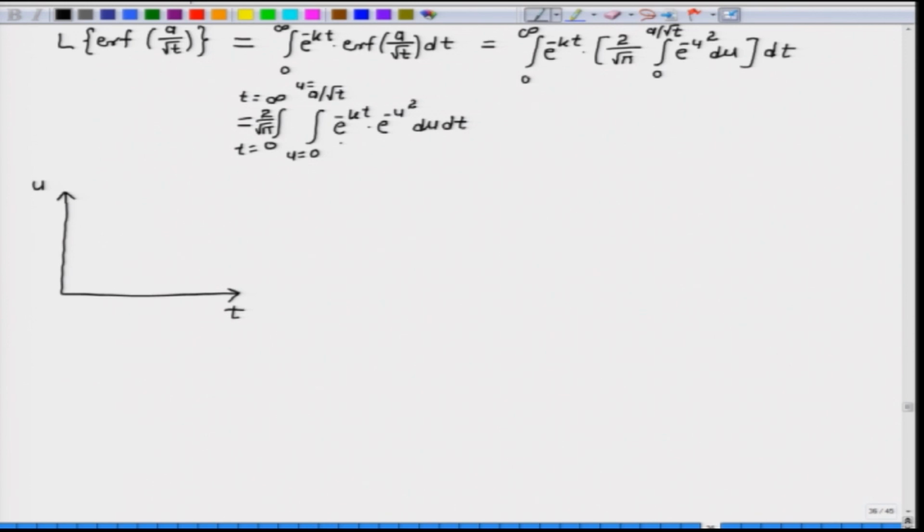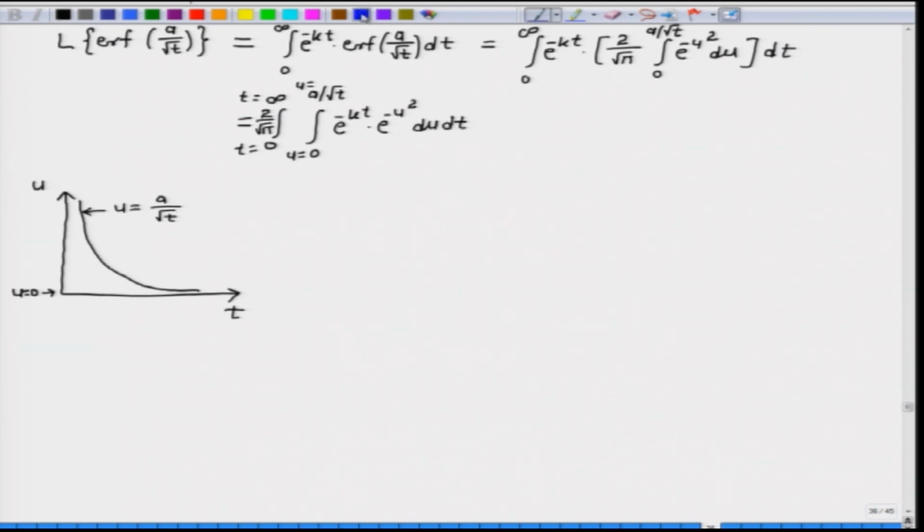first the inner integral limits are defined as u equal to 0. So, u equal to 0 is basically this t axis, to u equal to a by root t. So, the upper limit is defined by u equal to a by root t. If we draw a plot of u versus t such that u equal to a by root t, we will get a plot something like this, and this plot defines the upper limit for u here. u is equal to a by root t.